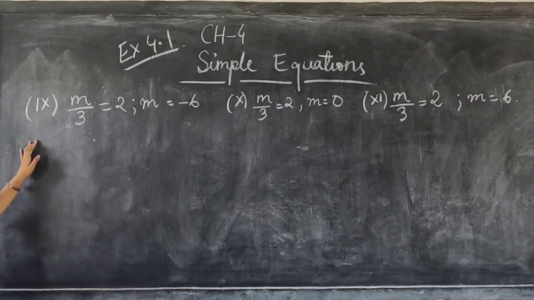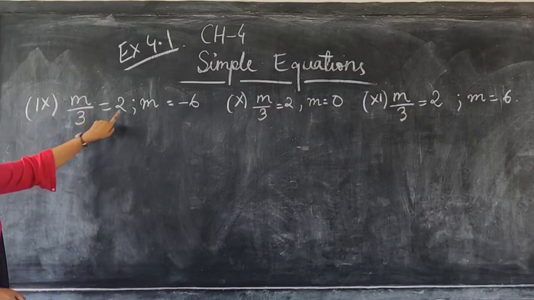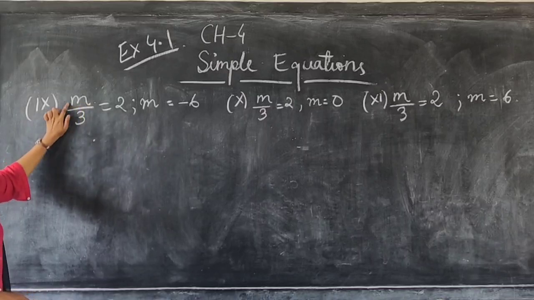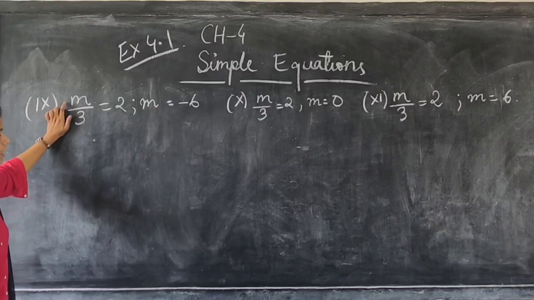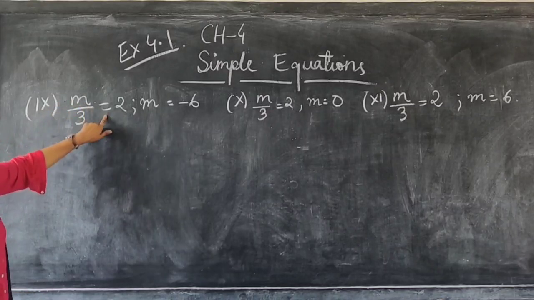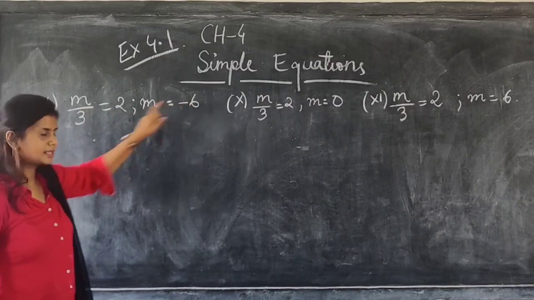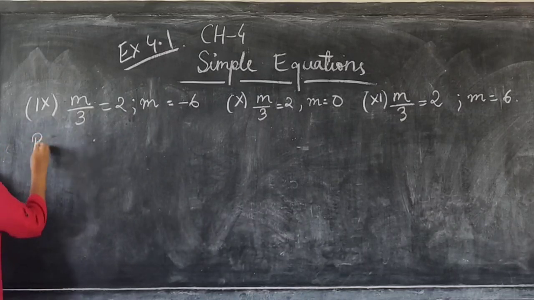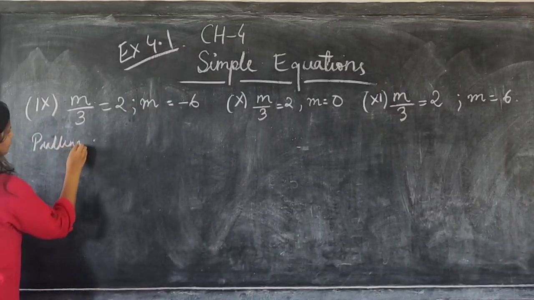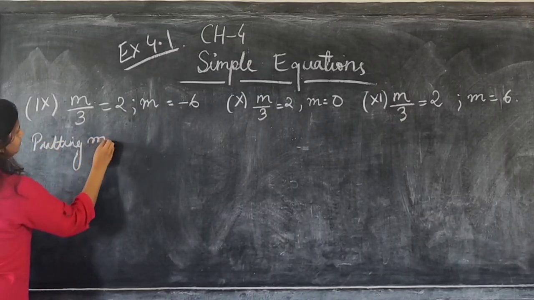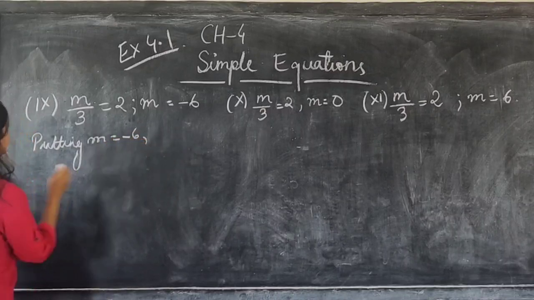Question number 9. M by 3 equals 2. Now what is M? M is a variable. So M by 3 equals 2. What is the value of M? M is minus 6. So write, putting M equals minus 6.